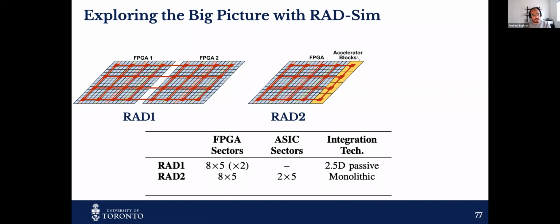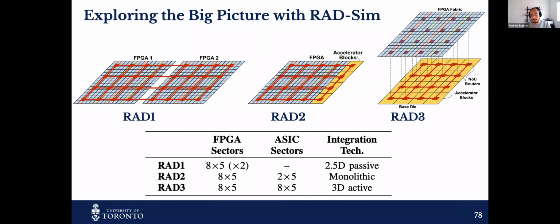And in that case, we choose the accelerator blocks to be matrix vector tiles that we use in the NPU. So we harden the fixed part of the computation, and then the vector element-wise operations can change on the FPGA fabric. And again, the only way to communicate between the accelerator blocks and the fabric is the NoC. And then finally, a more complex 3D integrated RAD, where you have an FPGA fabric on top of a base die, and the base die is full of matrix vector multiplication engines.